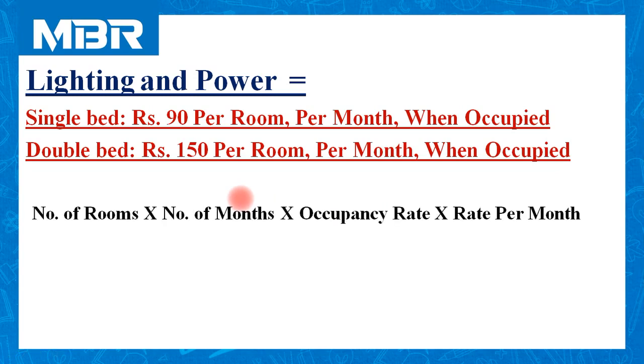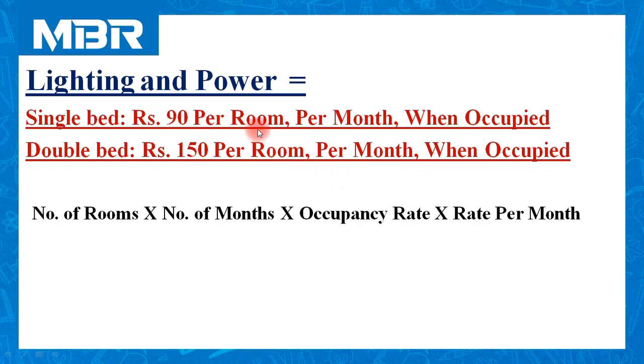Let us use the formula. Again, there are 4 factors in our formula for the calculation of lighting and power. Dear students, don't consider this thing as a formula. This is simply a logic, and this logic is derived from the statement given in the question.